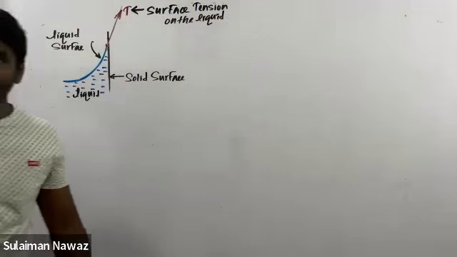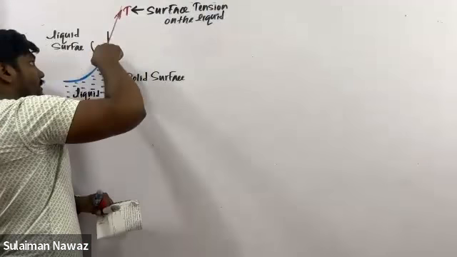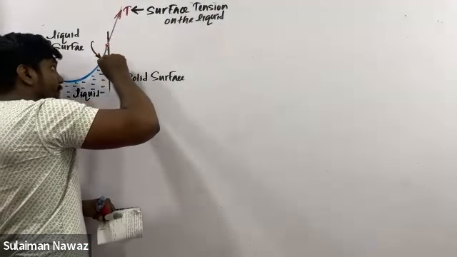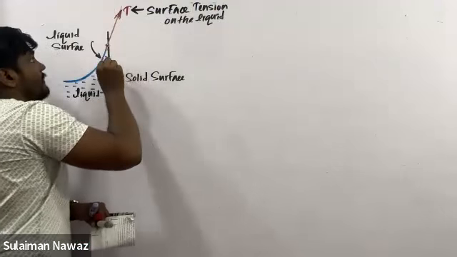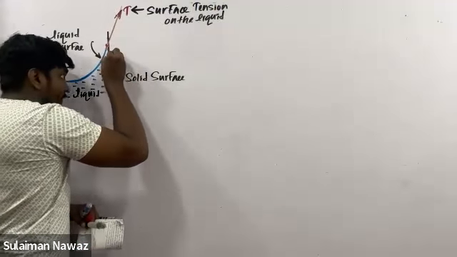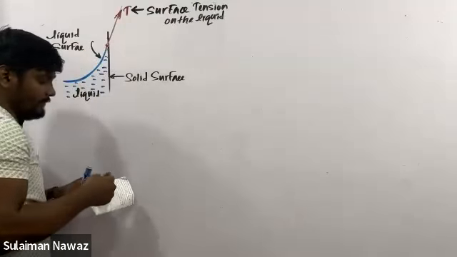Now, every action has an equal and opposite reaction. When the surface tension force is exerted on the surface of the liquid along the surface upwards, an equal surface tension force acts on the solid along the surface downwards.